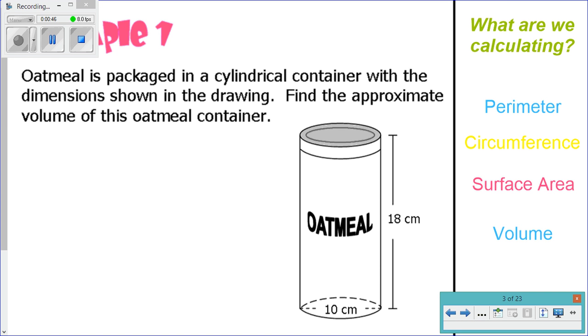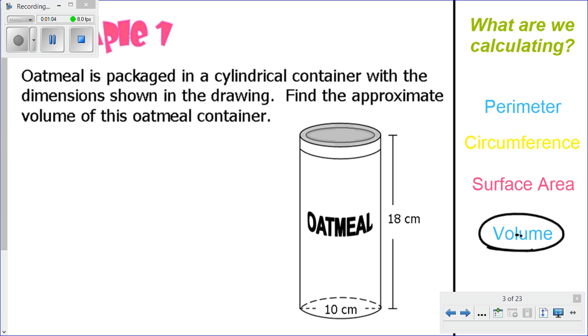Alright, so we're talking about the volume of cylinders. Oatmeal is packaged in a cylindrical container with the dimensions shown in the drawing. Find the approximate volume of this oatmeal container. So the first question is, what are we calculating? Well, the question here is volume. We're calculating the volume of this cylinder. And the next thing is, what do we need to know about finding the volume of a cylinder?